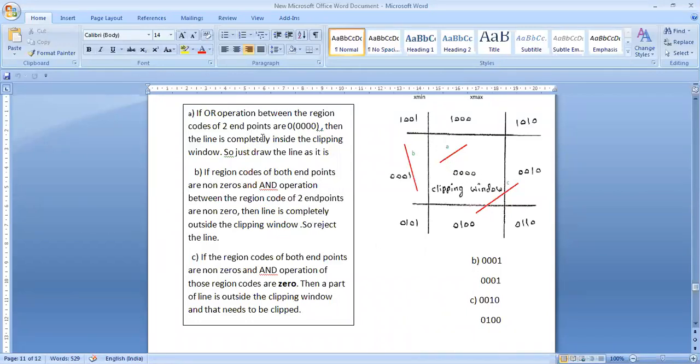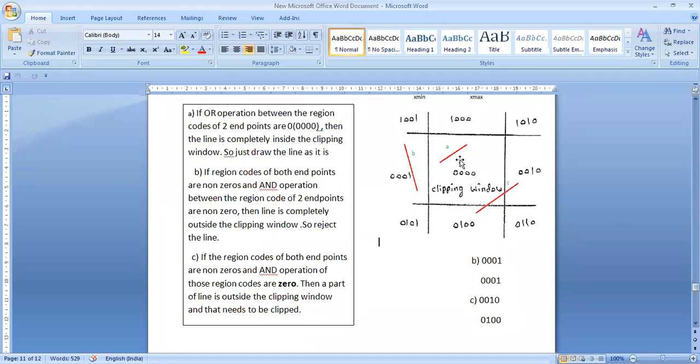Right, so now the first case. If the OR operation between the region codes of two endpoints is 0, that means it is 0, 0, 0, 0. Then the line is completely inside the clipping window.